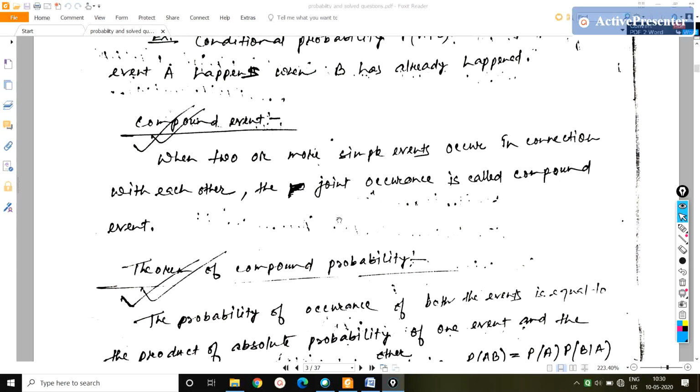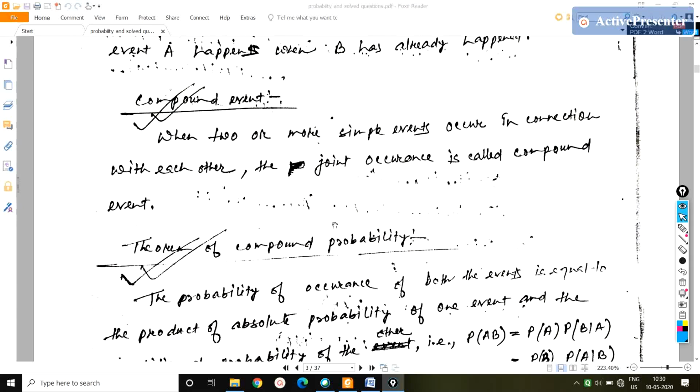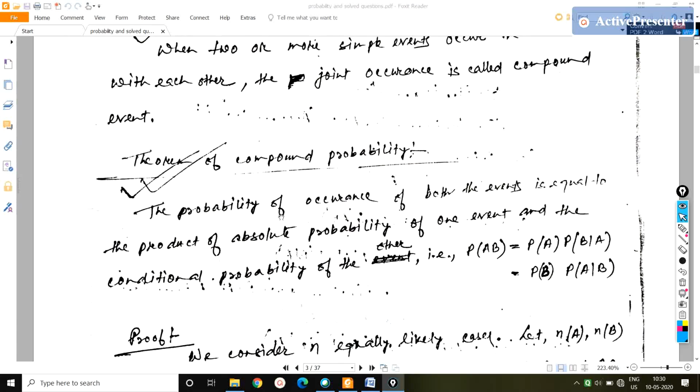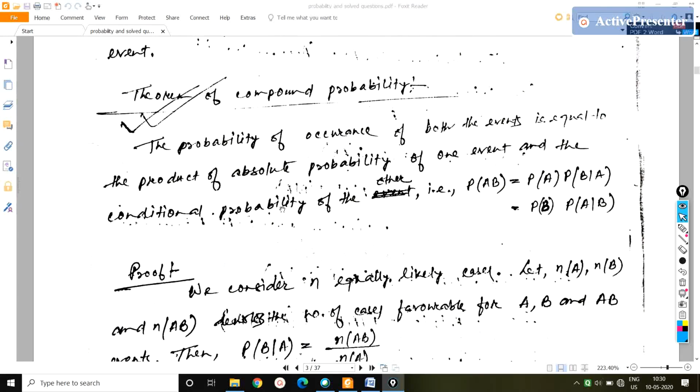is called a compound event. So for example, when you have a box containing red and green balls, in the first draw you take a green ball, and in the second draw you take a red ball. This type of events can be thought of as examples of compound event. So the theorem of compound probability is also there. What is the theorem of compound probability?